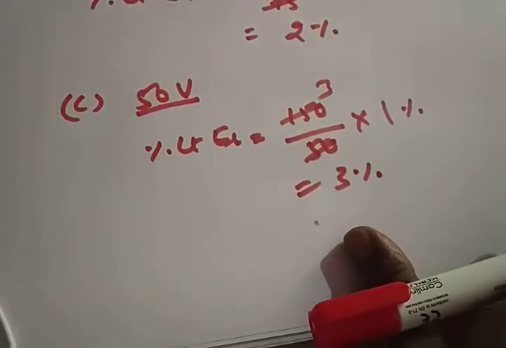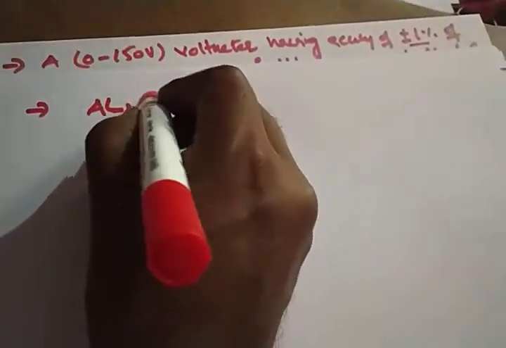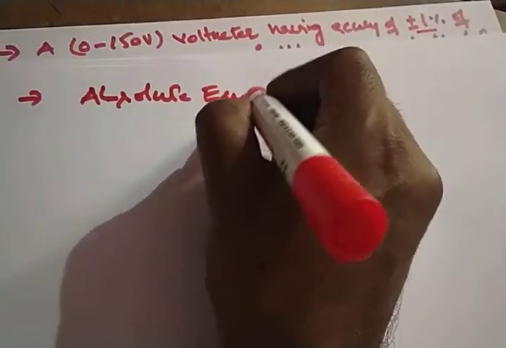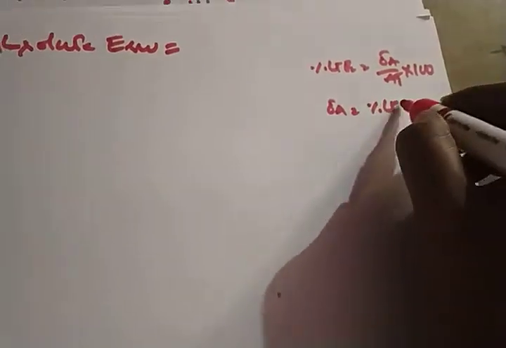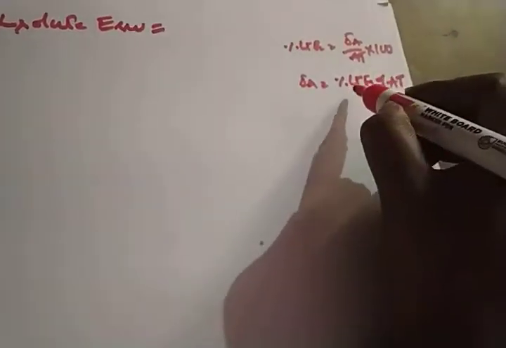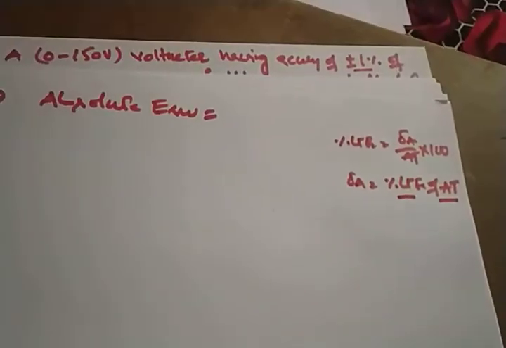Now you have to find out the absolute error, the second one. So what is an absolute error? You know the percentage limiting error. Percentage limiting error is equal to delta A by A into 100. So what is absolute error? Percentage limiting error of A, that we can call an absolute error.